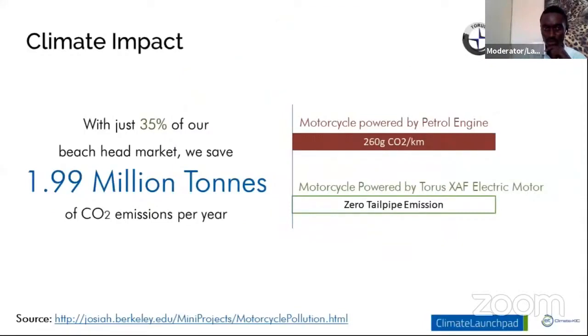Speaking about climate change, motorcycles powered by our innovative electric motors will result in 0% GHG emissions in terms of tailpipe emissions, when compared to petrol two-wheelers which emit about 260 grams of CO2 per kilometer of usage. As a result, using our motors to drive electric vehicles in 35% of our beachhead market will save close to 2 million tons of CO2 emissions annually.